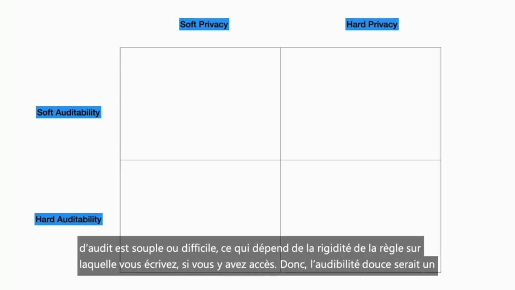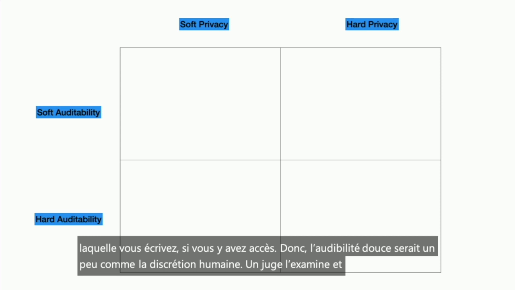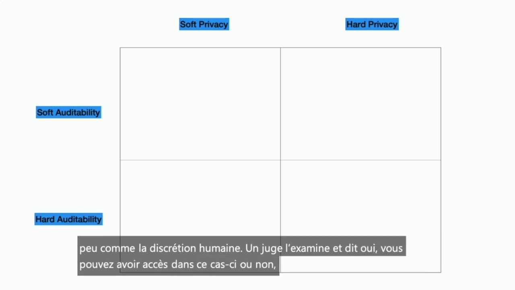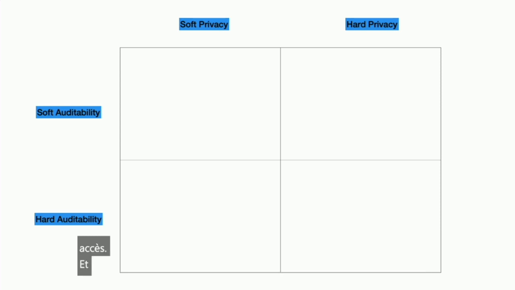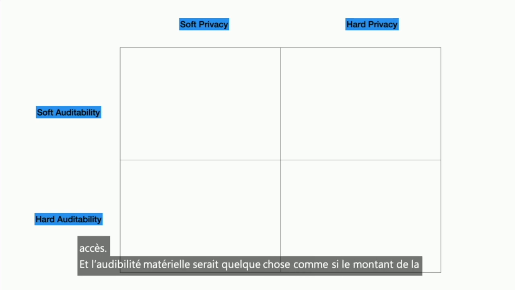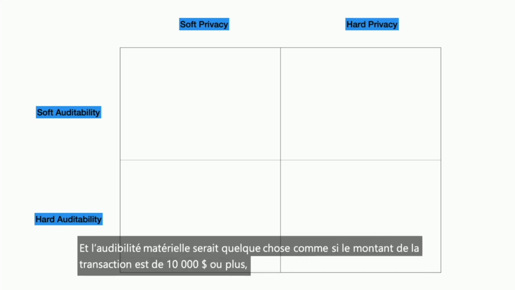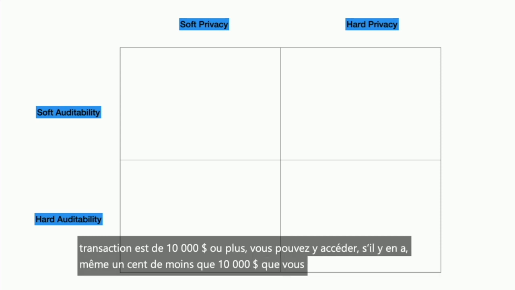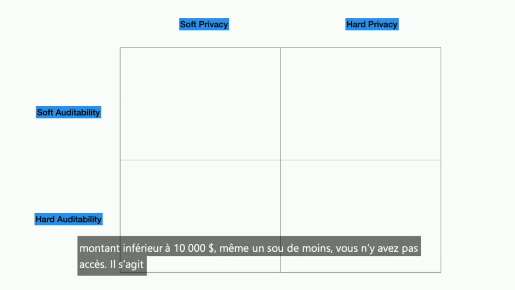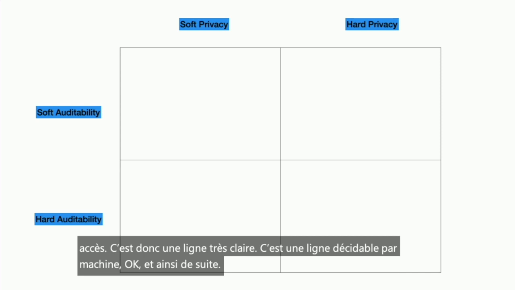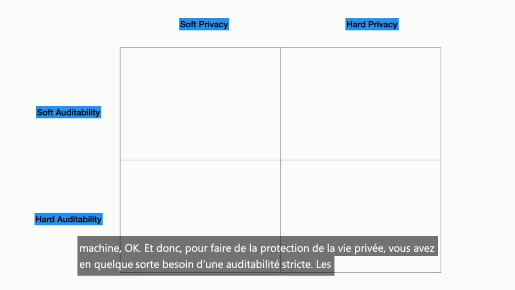A judge looks at it and says, yes, you can have access in this case, or no, you can't have access. And hard auditability would be something like if the transaction amount is $10,000 or more, you can access it. If it's even a cent less than $10,000, you do not have access. So it's a very clear line. It's a machine decidable line, okay? And so to do hard privacy, you kind of need hard auditability. The two of them kind of work side by side.